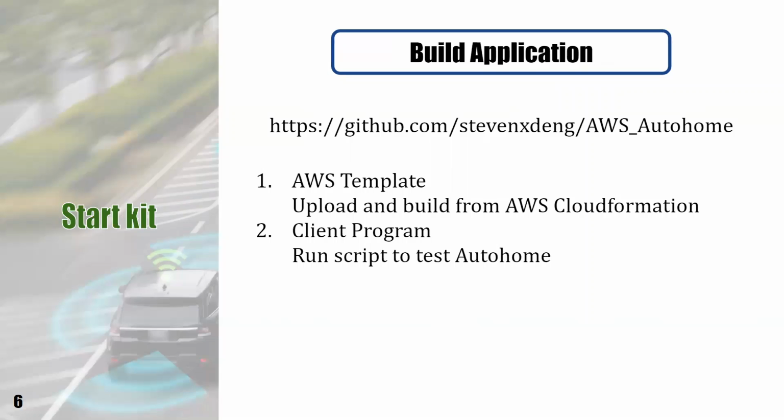So the first thing is to build up my application. I have put all the things into GitHub. You can just go here. There are two major components. The AWS template, which is a JSON file, you can use to build the whole system inside the cloud from AWS CloudFormation by creating a stack. And then you have a client program. You can run a script, which is in Python, to test whether my Autohome system is good or not.